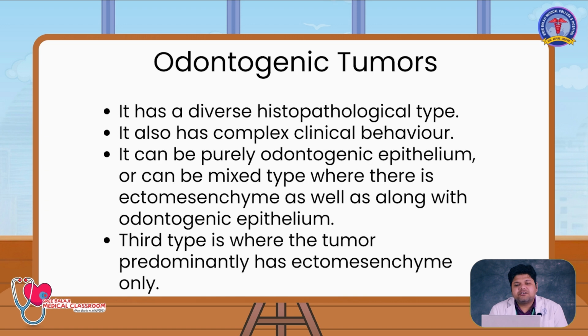Odontogenic tumors. These tumors comprise a complex group of lesions of diverse histopathological types and clinical behavior. There are tumors of odontogenic epithelium, mixed odontogenic tumors, that is odontogenic epithelium and ectomesenchyme, and tumors of odontogenic ectomesenchyme, which is predominantly ectomesenchyme. So three types are there. One example of tumors of odontogenic epithelium is ameloblastoma.